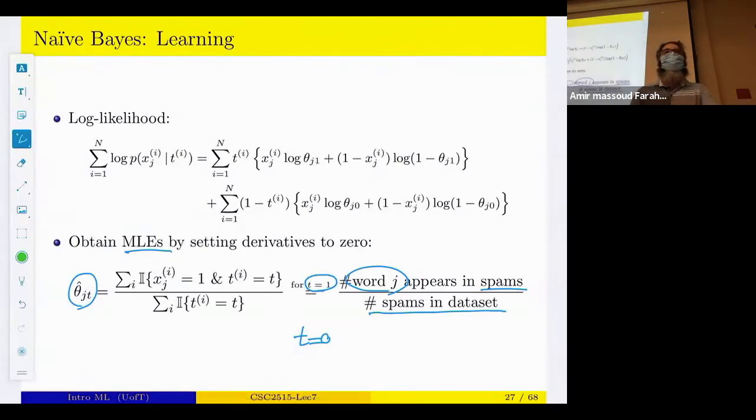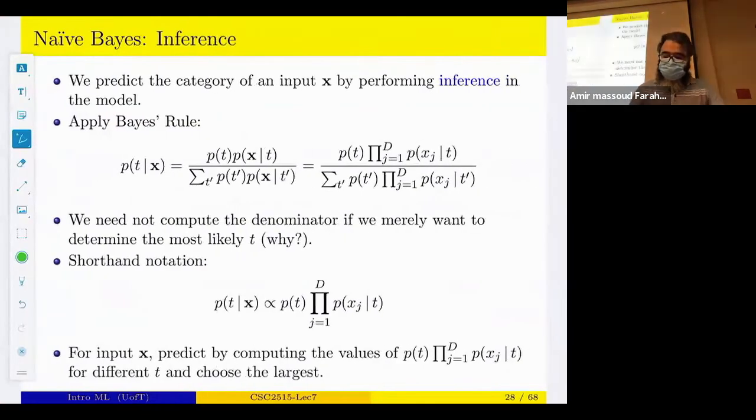Now we have a maximum likelihood estimate of the parameters of the model. Now we want to do prediction or inference, which means that you have a new data point X. You want to compute the probability of T being 0 or 1 conditional on that X. So we need to do Bayes rule. We can write it as P of T times P of X conditional on T, and then we need to compute the evidence, or we don't actually need to compute the evidence, but I'm just writing it here.